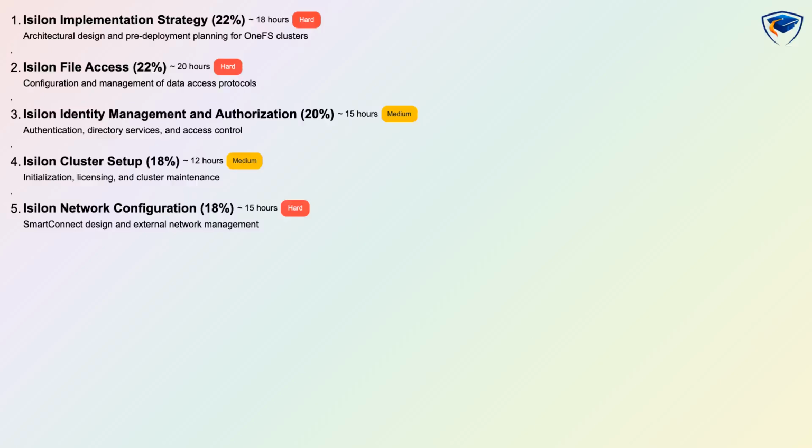The Dell Specialist Implementation Engineer Isilon Solutions exam consists of 5 domains, each carrying a specific weightage. The domains are Isilon Implementation Strategy at 22%, Isilon File Access at 22%, Isilon Identity Management and Authorization at 20%, Isilon Cluster Setup at 18%, and Isilon Network Configuration at 18%.